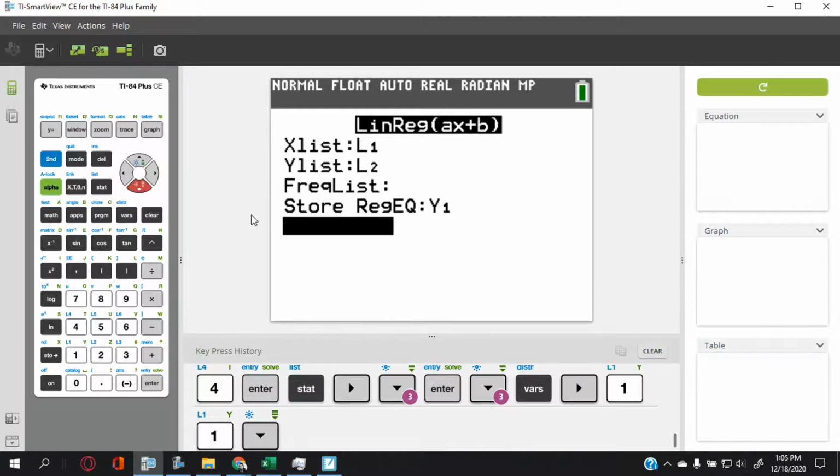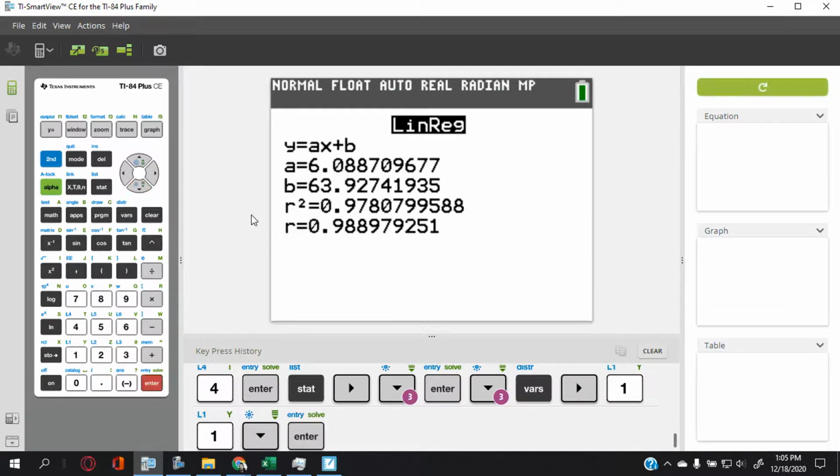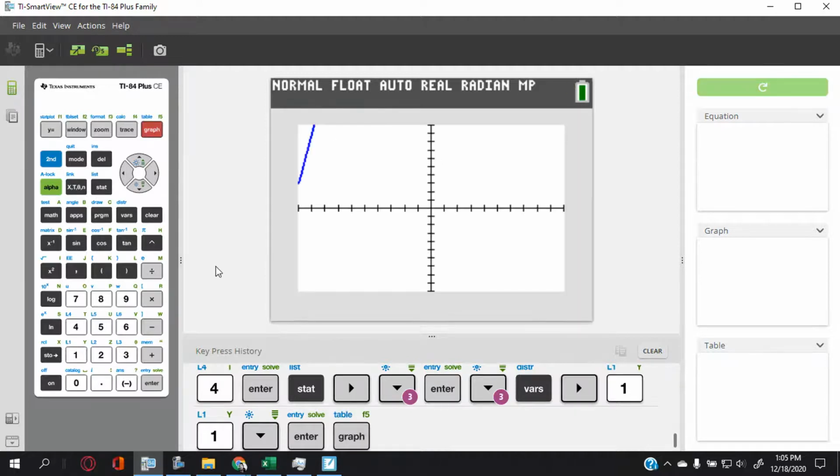And then we're going to calculate. Now, here we got our slope, ax plus b. Slope is 6, y-intercept 64. And the correlation is almost 1, as predicted. Now, look at the graph. It's not a good-looking graph. Why? Because the y-intercept is so high that it's all the way up there.